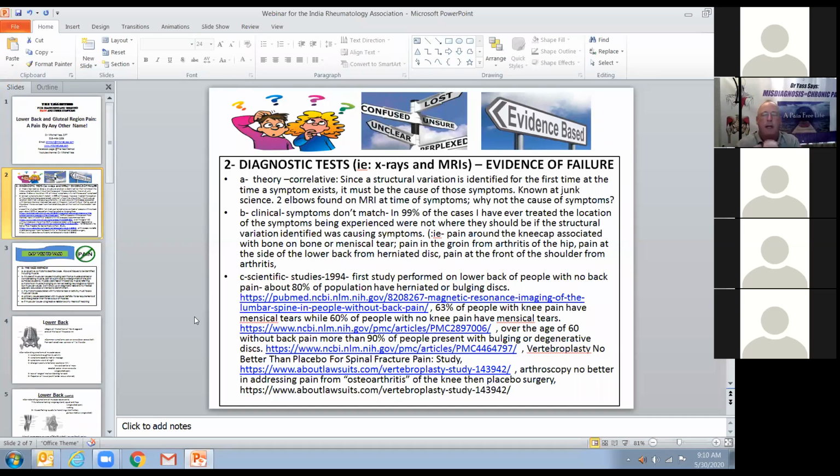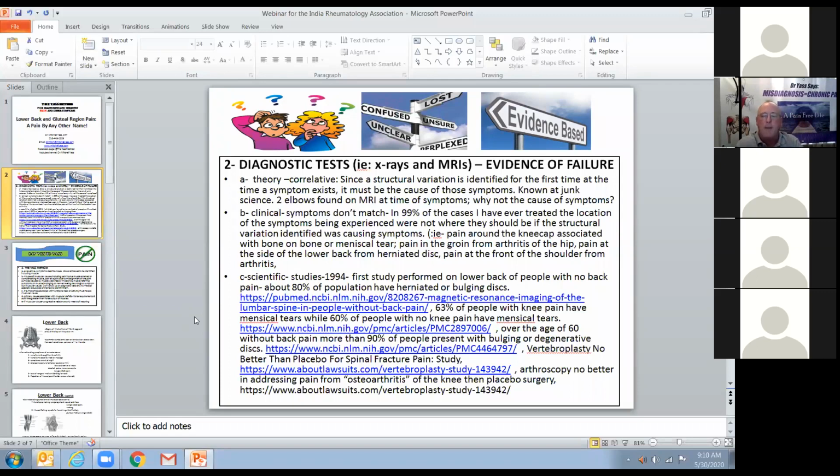and it kind of related to what happened with my father. In my 27 years of experience, I have found that in 99% of cases, the place where the person was having the symptom could not have been created by the structural variation that was identified, because every cause has a very specific symptom. So I gave some examples.